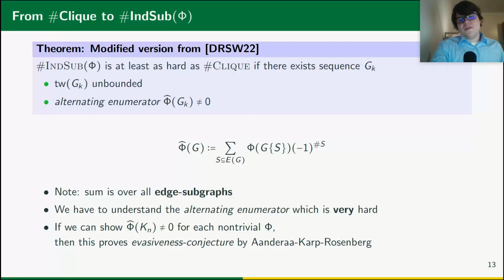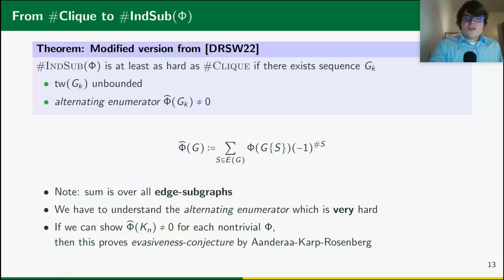What's the alternating enumerator? The alternating enumerator is this alternating sum that goes over all edge subgraphs of G, meaning that it's usually quite hard to compute. If you would like to compute this, then we have to look at an exponential amount of edge subgraphs, meaning that it's very, very cumbersome to analyze such an alternating sum. And in the following, we want to show that we can always find graphs with large tree width and non-vanishing alternating enumerator to show that this is actually hard.